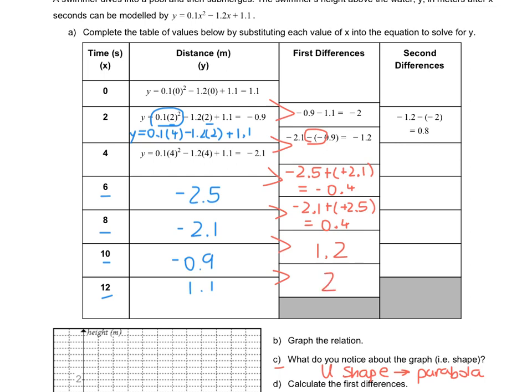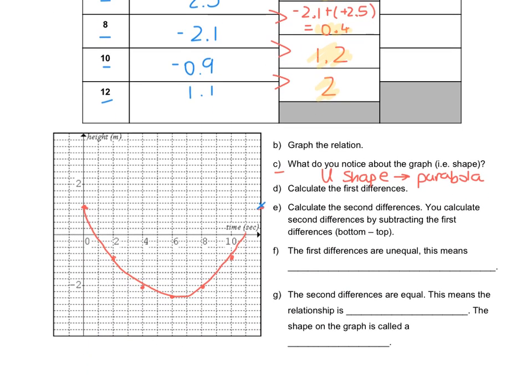So if we look at these first differences, they are all completely different. They're not constant, which tells us that it is not linear. Okay, so let's make that conclusion. The first differences are unequal. This means the relation is non-linear, or not linear.